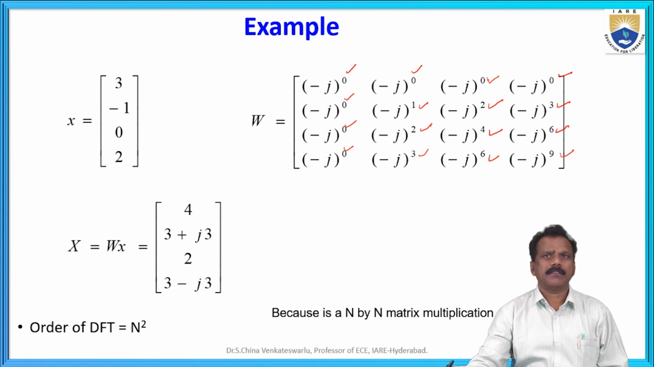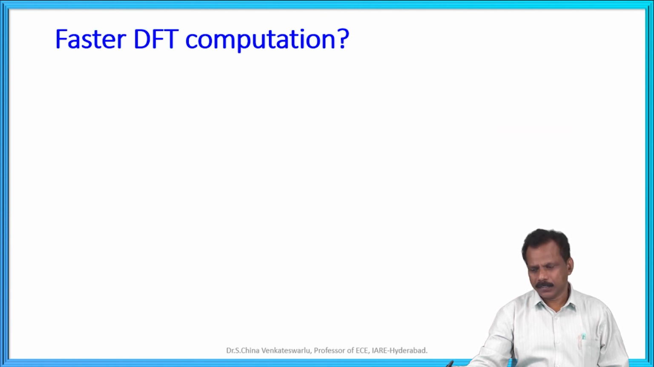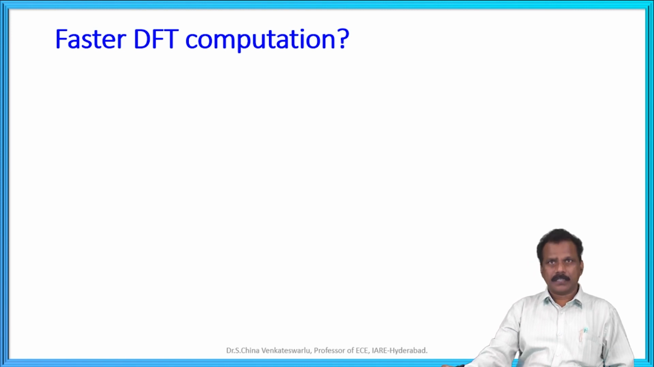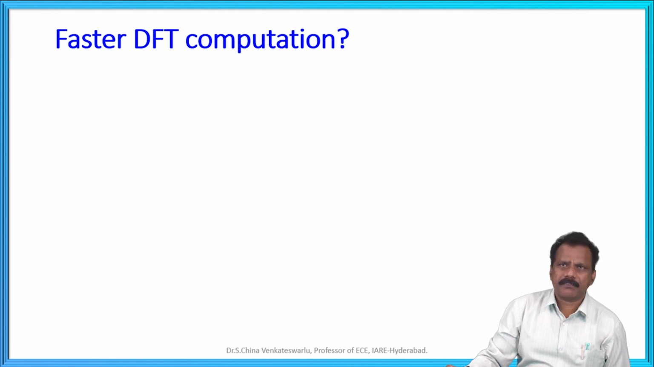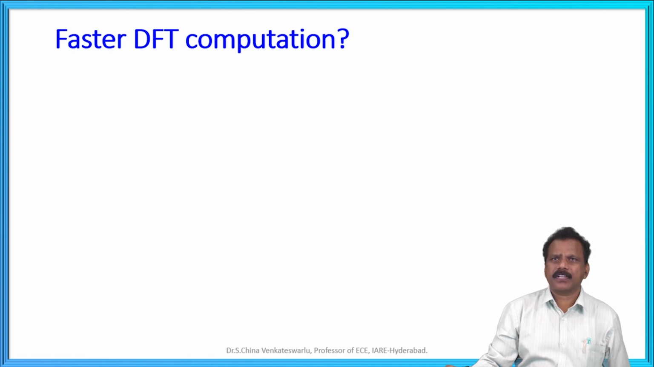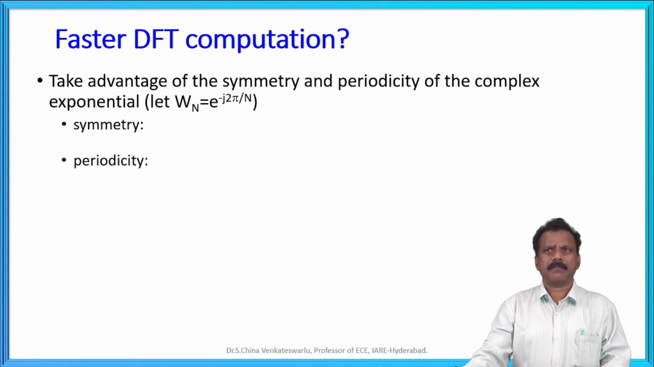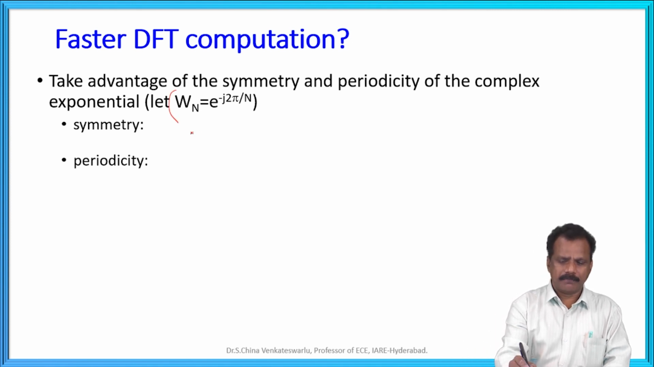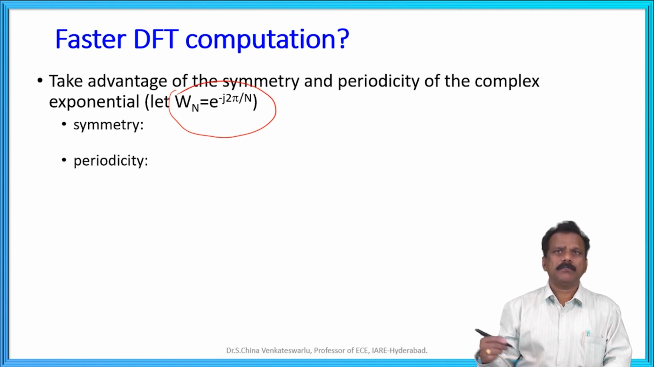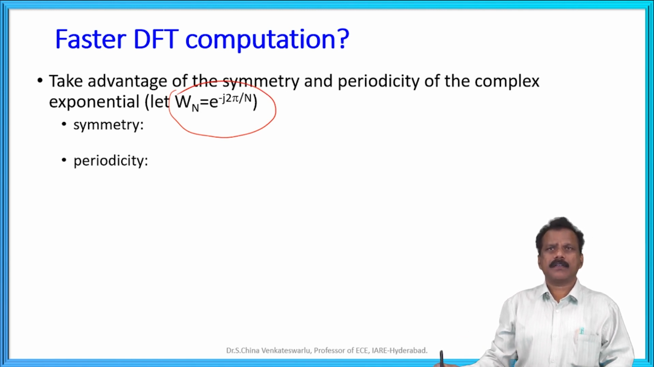You see that x equals 3, minus 1, 0, 2. So using this, we try to compute the faster DFT computation. We take advantage of the symmetry and the periodicity of the complex exponential, the twiddle factor. So we expect faster discrete Fourier transform computation.